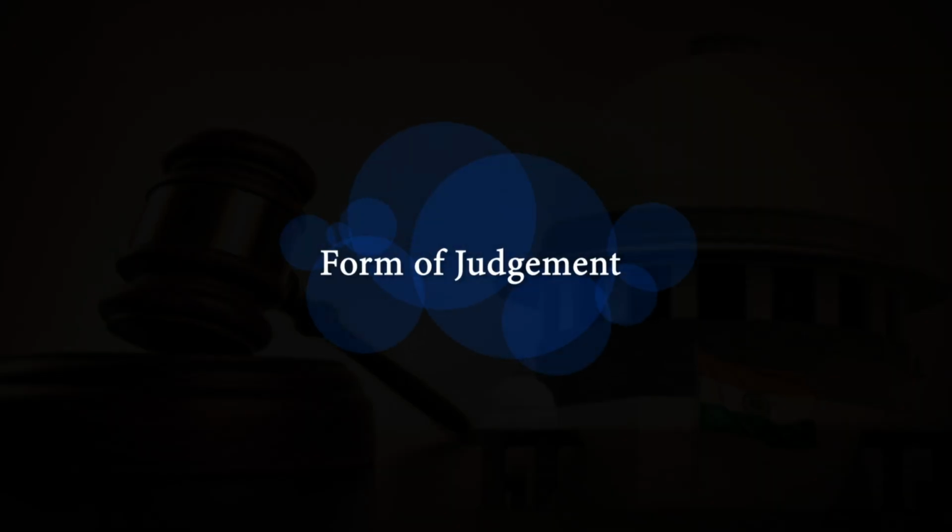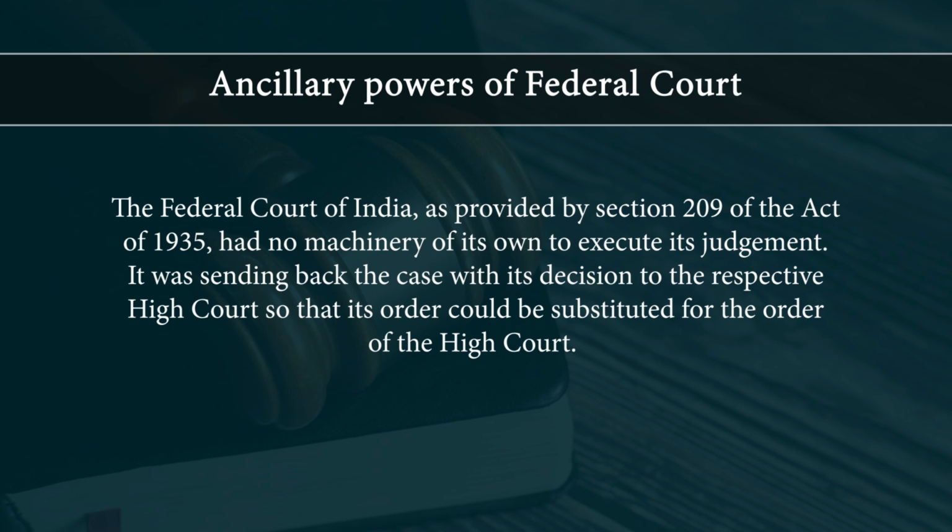What was the form of judgment? The Federal Court of India, as provided by Section 209 of the Act of 1935, had no machinery of its own to execute its judgment. It was sending back the case with its decision to the respective High Court, so that its order could be substituted for the order of the High Court.